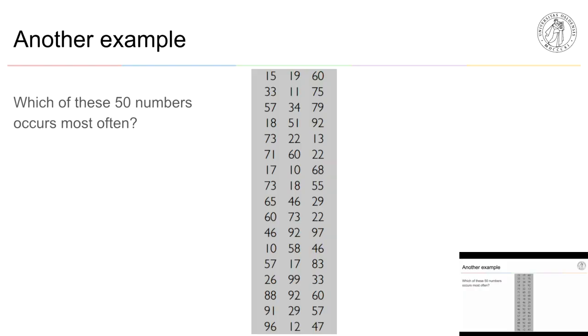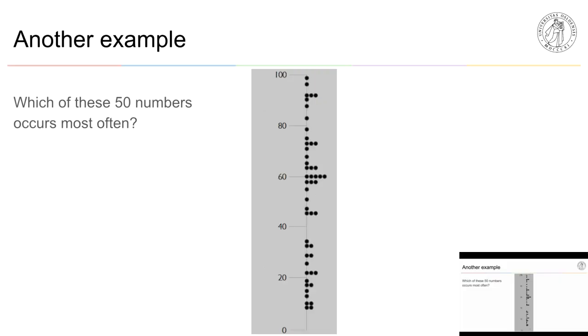So it's pretty hard to start counting it like this. You have to keep all the numbers in your head. But if I do this instead, show it like this, we can quickly spot the most occurring number, which will be 60. And I can also spot the second most occurring numbers.